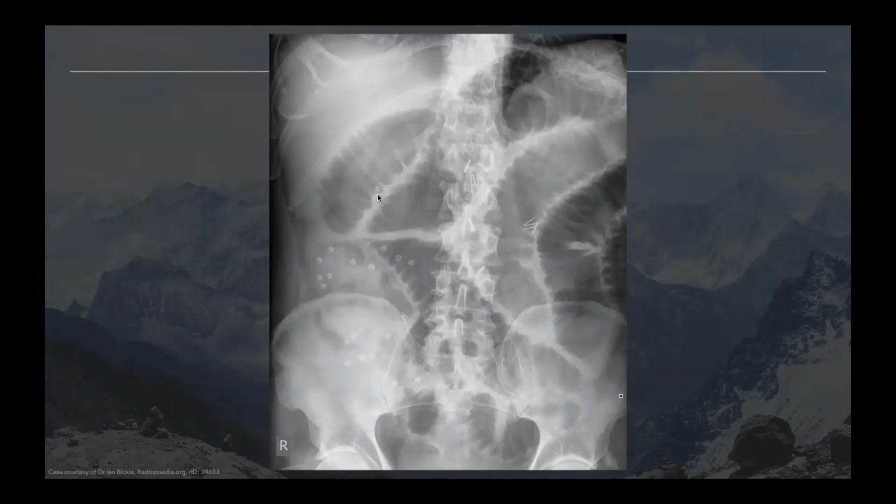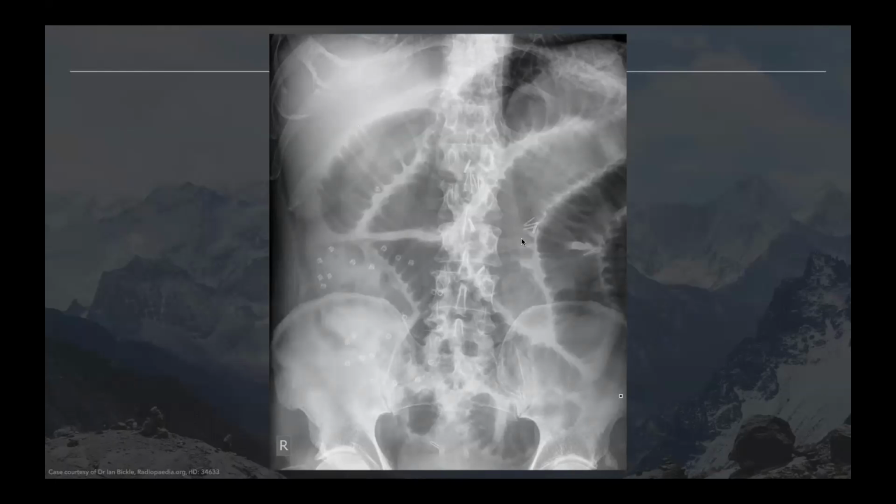But now we'll go back to the radiograph. So what do you see here? Well, you've got lots of central dilated loops of bowel. If you measure these, they're more than 3 centimeters. And these are the valvulae coniventes we spoke about. So these markings that run across the full width of the bowel lumen, these are indicative of small bowel.